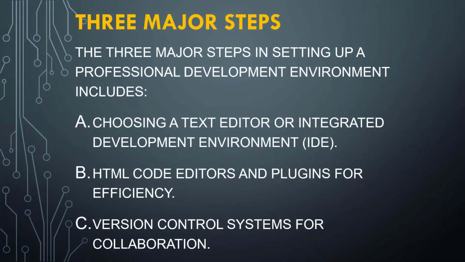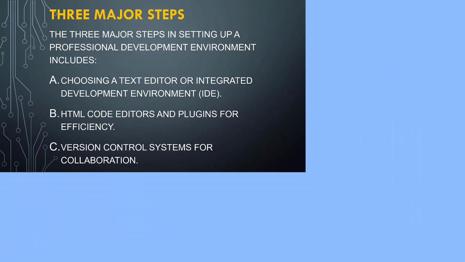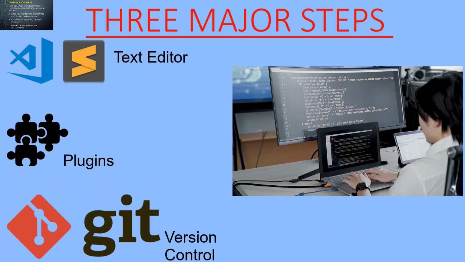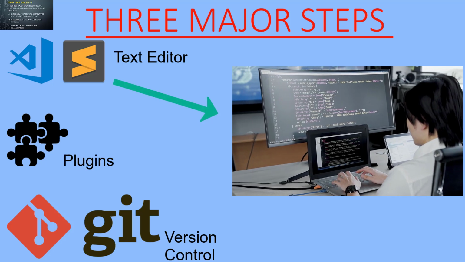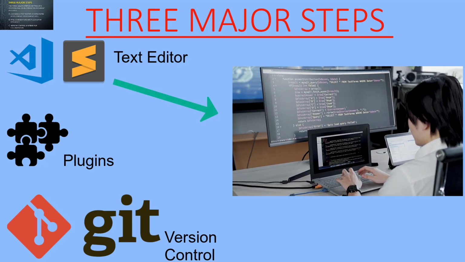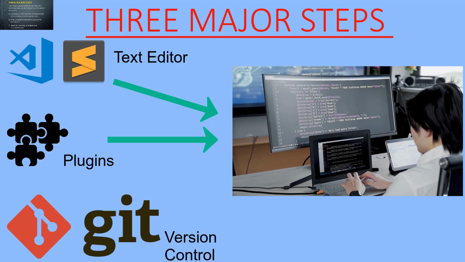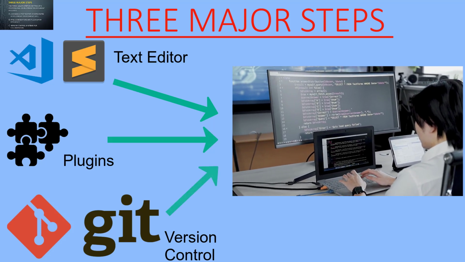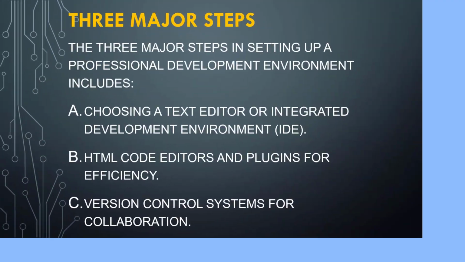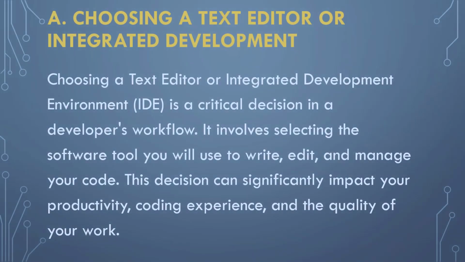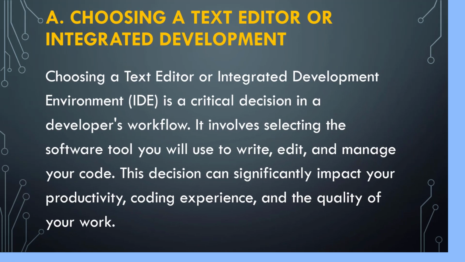The three major steps in setting up a professional development environment include: 1. Choosing a text editor or integrated development environment (IDE). 2. Setting up HTML code editors and plugins for efficiency. 3. Version control systems for collaboration. Text editor or integrated development environment.